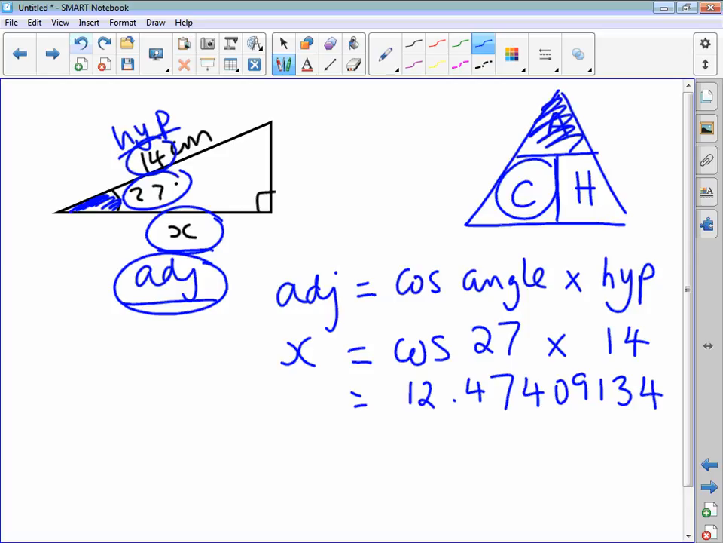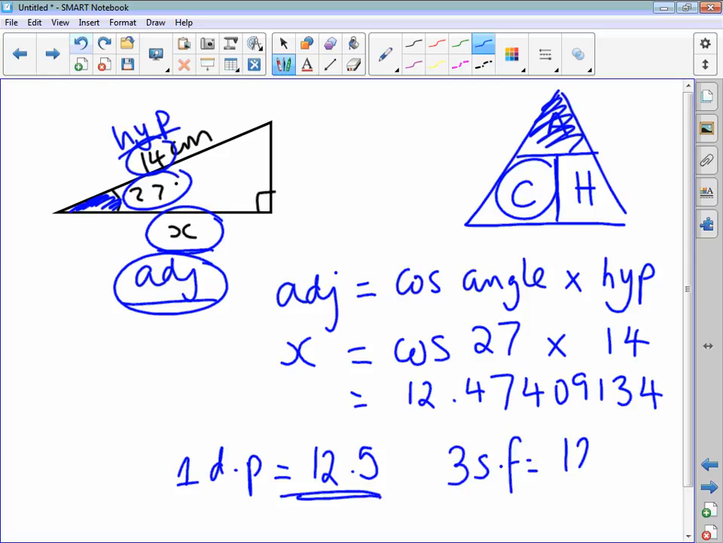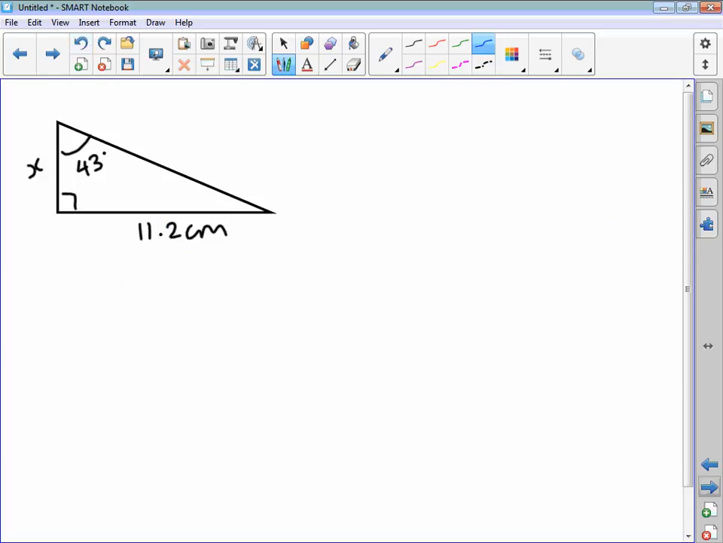12.474091334. If you rounded that to 1 decimal place, because that's what the question asked you to do, you would get 12.5. If you rounded it to 3 significant figures, you would also get 12.5. So either way, you get the same answer depending on the rounding there. Another question, same idea. There's our angle. We label the sides according to that angle.